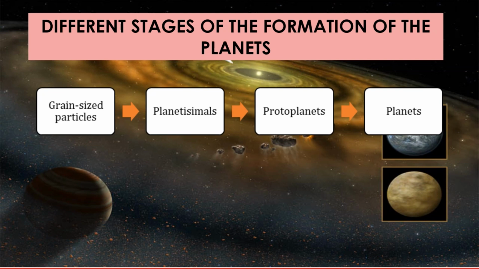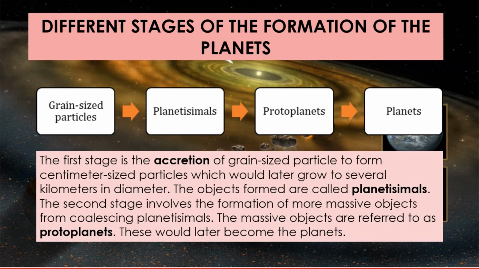According to the solar nebular theory, the formation of the planets involves different stages in contrast to the single process of Kant-Laplace nebular theory. The first stage is called the accretion, in which grain-sized particles form centimeter-sized particles which would later grow to several kilometers in diameter. The objects formed are called planetesimals.